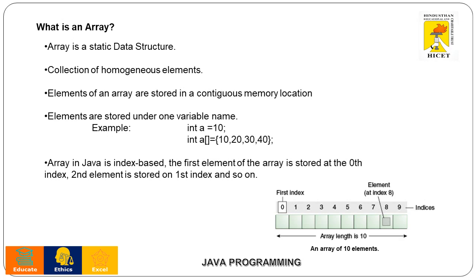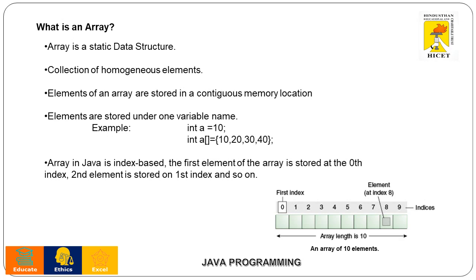Here are the examples. In this example, the first line, that is int a is equal to 10, will create an integer type of variable a and initialize it with the value 10. So the variable a can hold only one integer value, that is the value 10. If we want to store more than one value, we need to create an array.